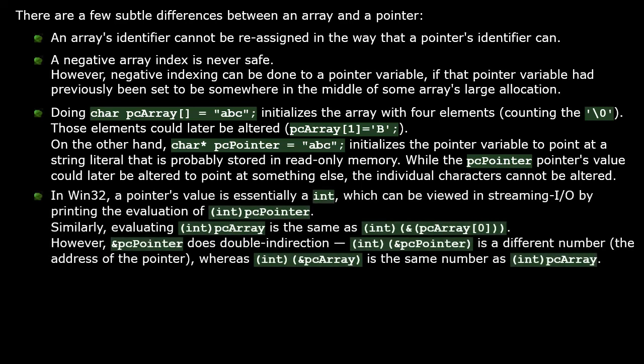If you were to do double indirection by applying the address of operator to a pointer variable's identifier, then you would get a different number. You get the address of the pointer variable. But applying the address of operator to an array variable's identifier just gets you the same number. It just gets you the array's address.